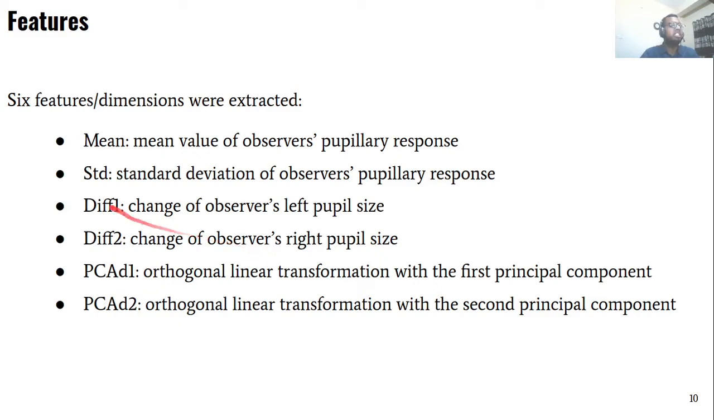Regarding the features, we extracted these 6 features and dimensions. Mean and STD basically refer to the mean value and standard deviation of observers' pupillary responses. diff1 and diff2 basically refer to the change of observers' left and right pupil size respectively, and PCAD1 and PCAD2 refer to the orthogonal linear transformation with the first and second principal components.